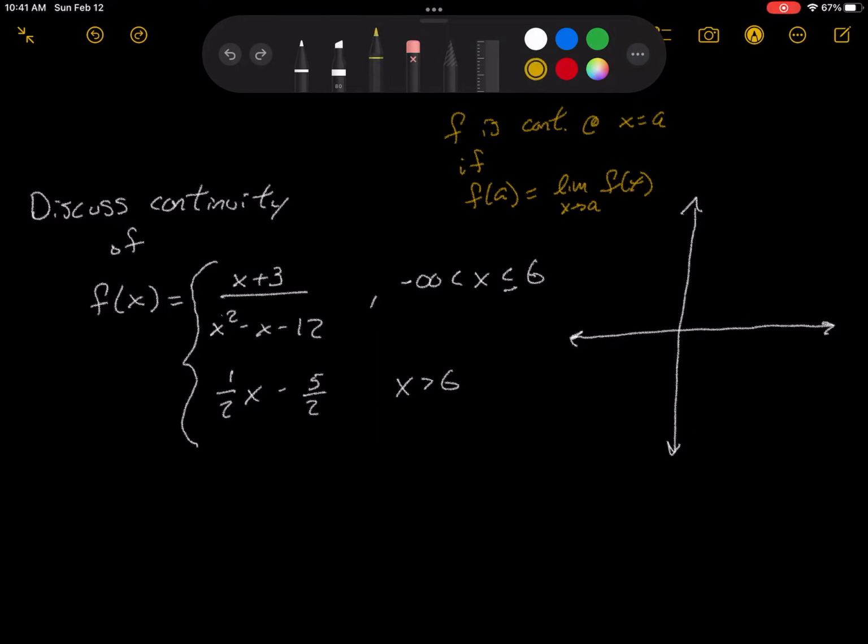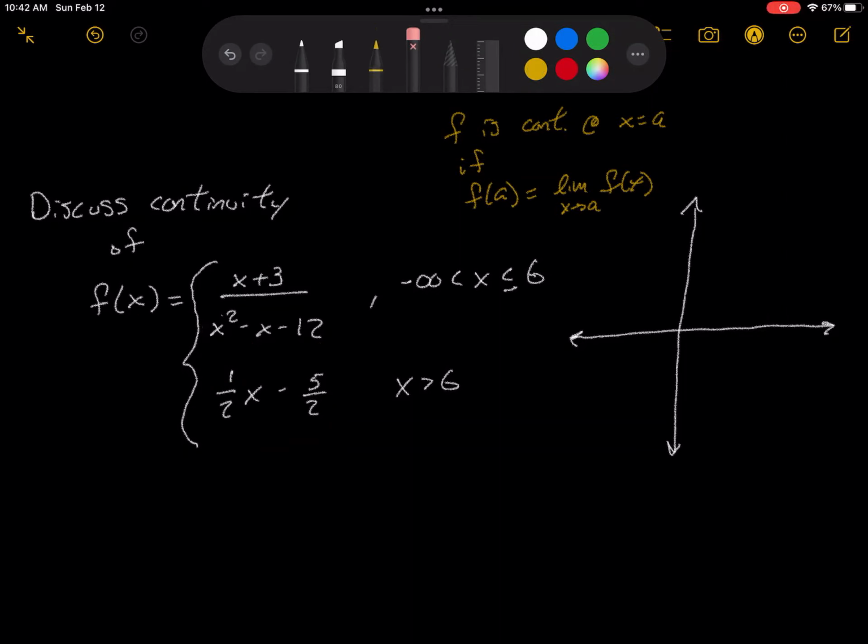Now note, my function f of x is broken up into this rational function and this straight line. This straight line is going to be continuous everywhere. It's a polynomial. I can plug any x value that I want into this, and it's going to give me a nice real number out. This rational function is made of a polynomial divided by another polynomial, so it's going to be nice and smooth and continuous, except where I might divide by 0, because I'm not allowed to divide by 0.